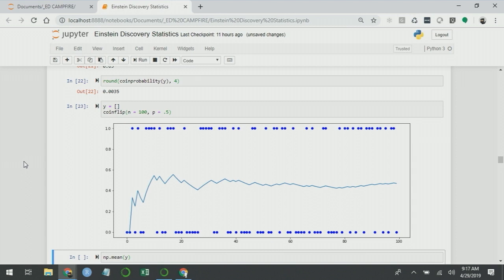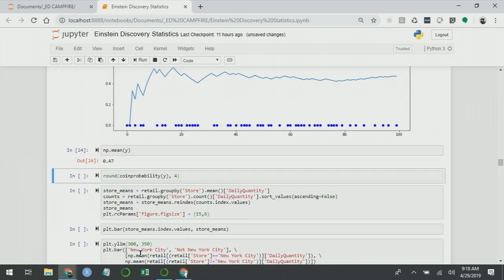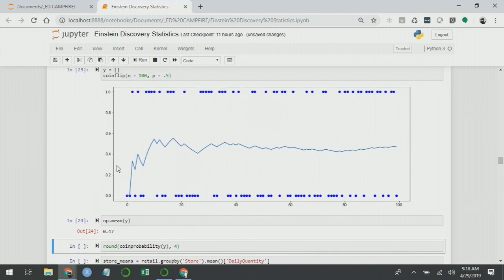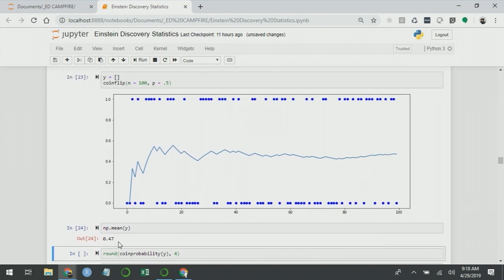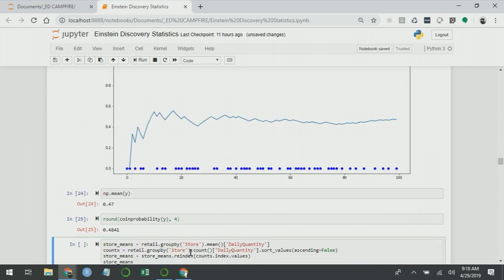So if you flip an actually fair coin, we observe a different result. In this case, the average is 47%. Now the question becomes, is 47% far enough from 50% for us to be skeptical of this coin? We can calculate the same probability and determine that you would get this kind of result about 48% of the time. This isn't that uncommon. So if I flipped a coin 100 times and observed 47 heads, that wouldn't provide evidence to suggest that the coin isn't fair.